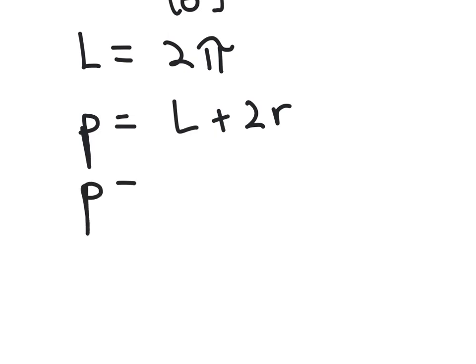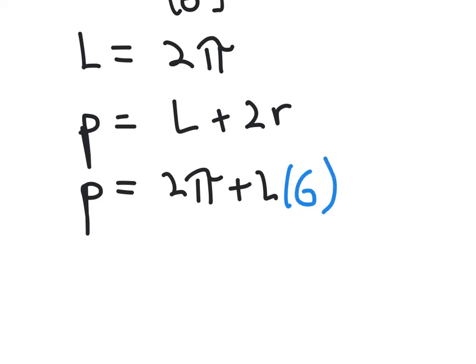So we're going to substitute that in. So it's going to be 2 pi, because that's our L, plus 2, and our radius is 6. So we end up with our perimeter equal to 2 pi plus 12. Now that would be, again, our exact answer. And if the question asks us to do an approximation, then we can use whatever approximation is asked for, or our calculator, to give it as asked for, but we're just going to leave it exact here.